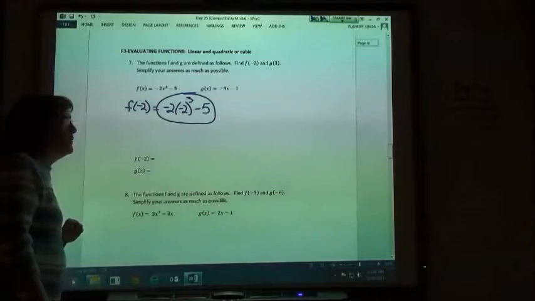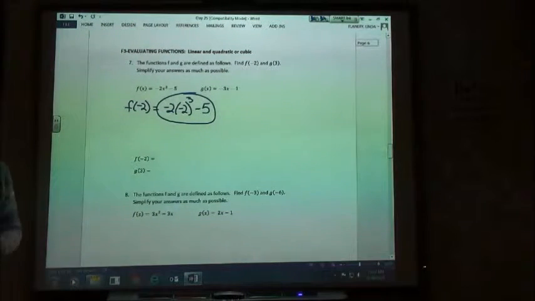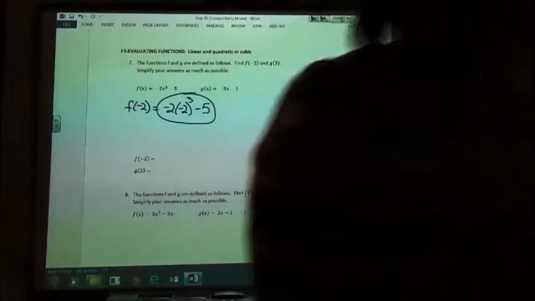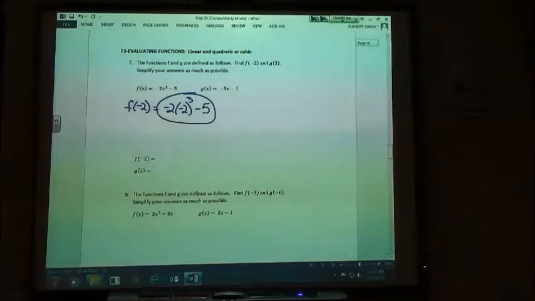Oh, what happened? I don't know. You put the cube on the 5, not the cube on the negative 2. So negative 2, parenthesis, negative 2, cubed, minus 5.